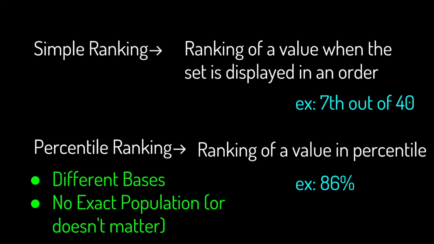Next is the percentile ranking, which is a ranking of a value in percentile. For example, a data could be displayed as 86% as written here, or it can be 24%. Anything that is calculated as a percentile is a percentile ranking. The advantage of percentile ranking is that it can compare data that has different bases. So it can compare two data that are in different sets, and we can compare each and see which one has much more advantage or etc.